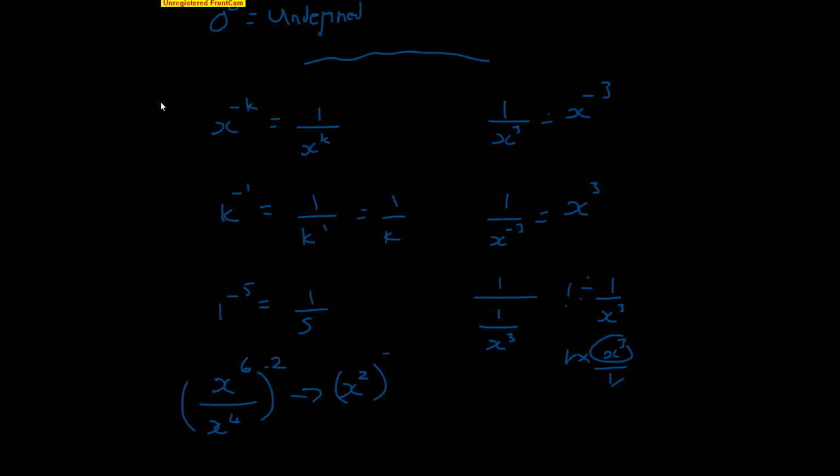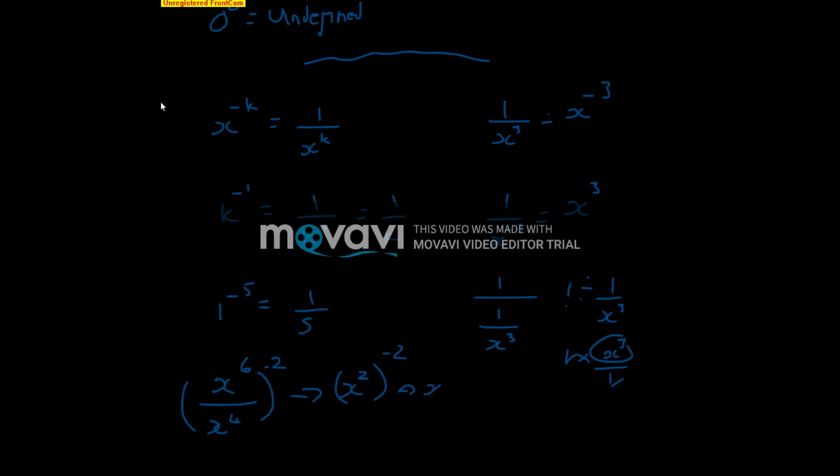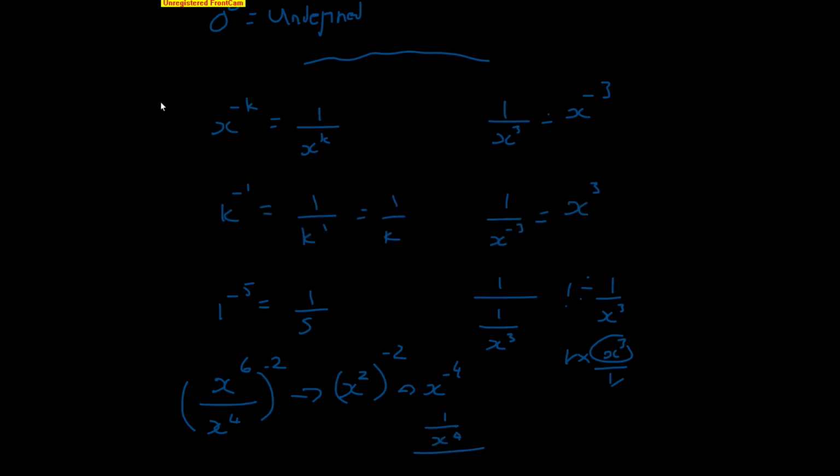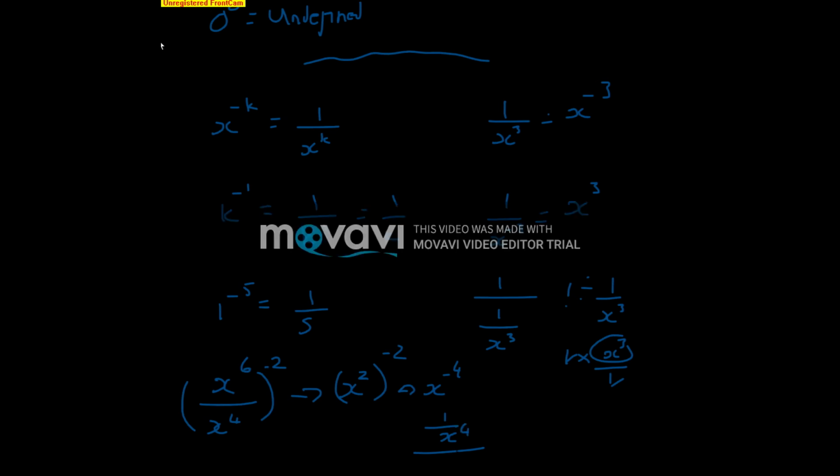To the minus 2, and now because that's a power, we're going to multiply. So that's going to give us x to the minus 4, which is just the same as 1 over x to the 4. Okay, that's a good example. If you can get that, that's putting quite a lot of it together.